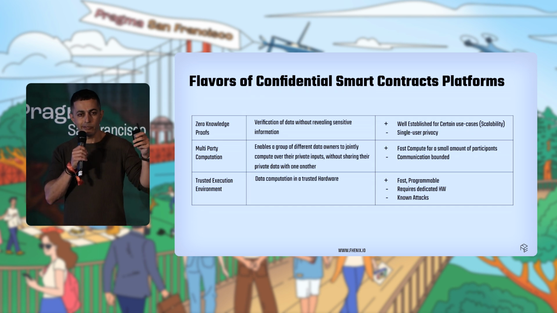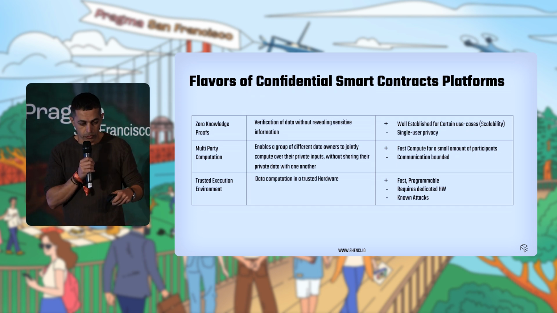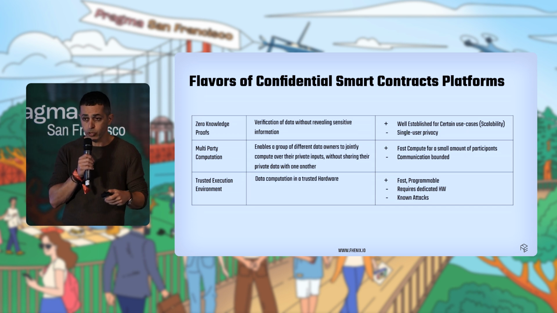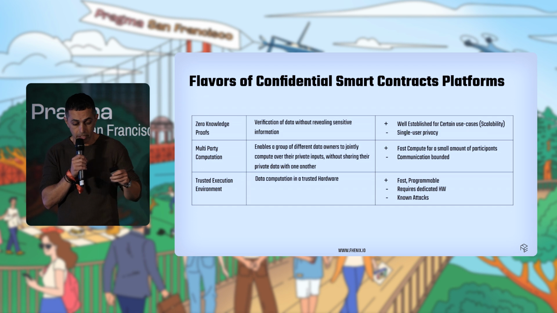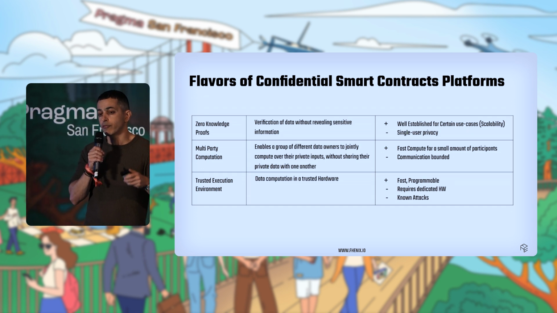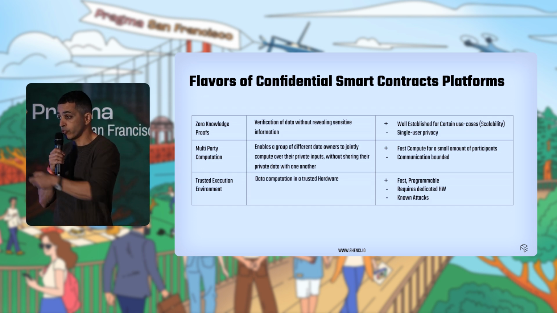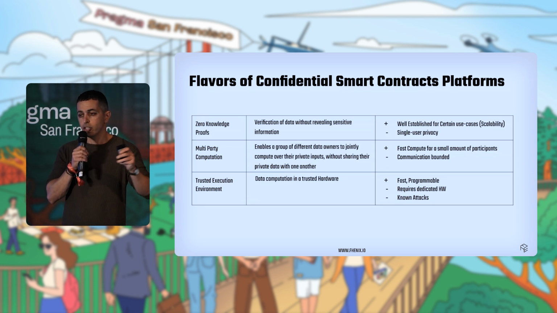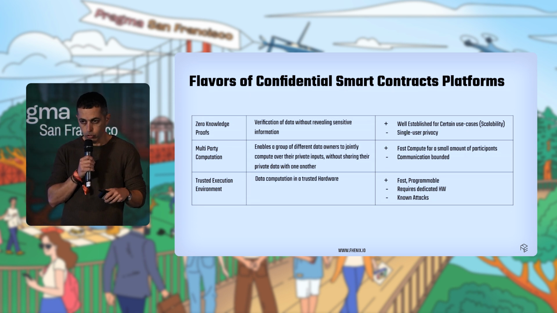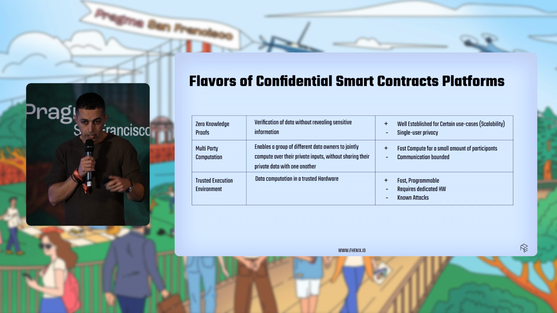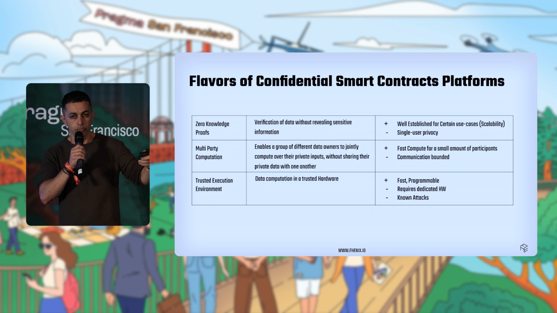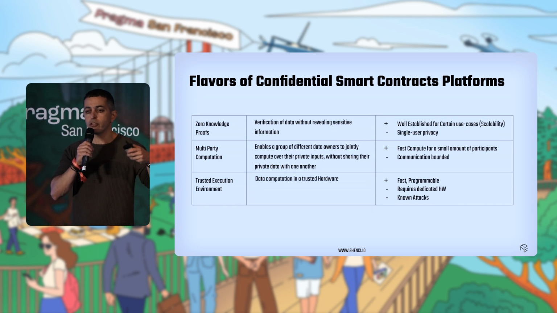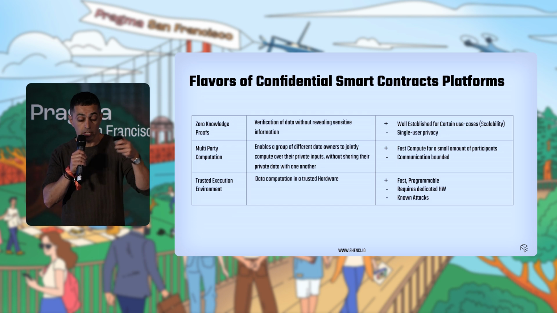ZKPs clearly are widely used in our space today, mostly for scaling. They've been proven for quite some time, but with ZKP, we have to remember, they're a proving mechanism. They're not a computation mechanism, which means that they can only offer single user privacy. The use case that we've just described, like sealed bid auctions, cannot be done with zero knowledge, or it's very complex to execute with zero knowledge. MPC, multi-party computation, enables you to run computation from multiple participants without them sharing the data with one another.